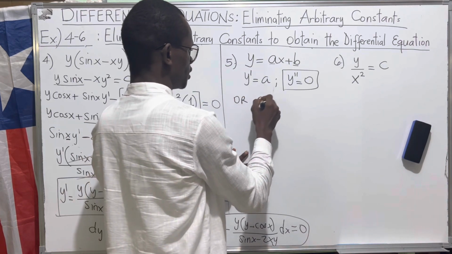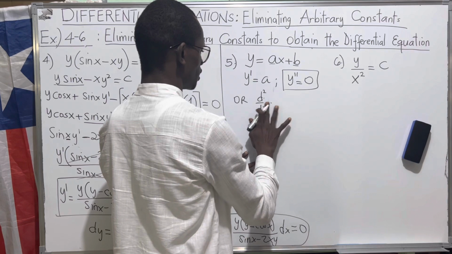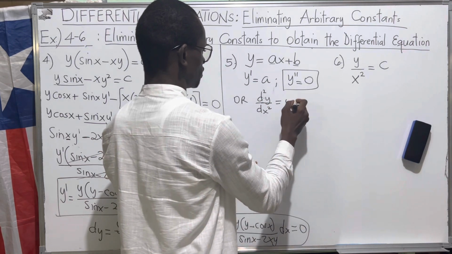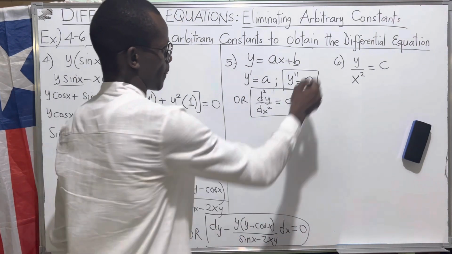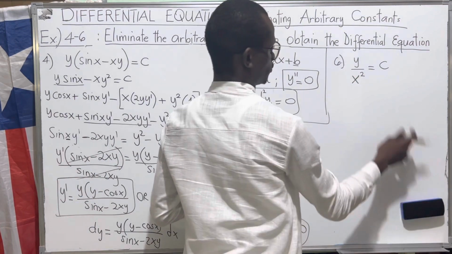Or you can say d squared y over dx squared equals 0. So those are other ways you can write it. We'll move to the next one.